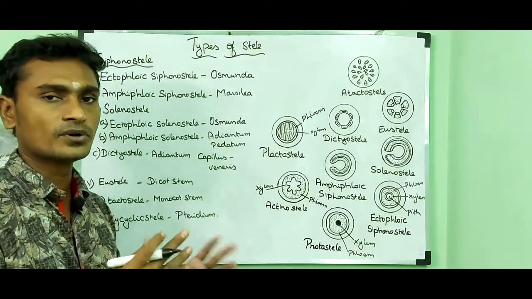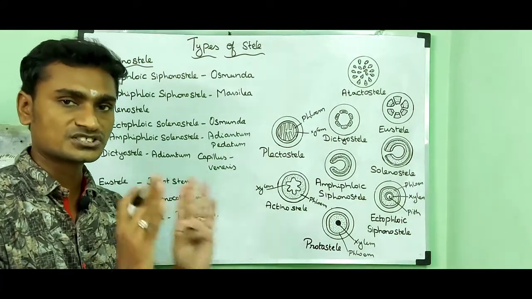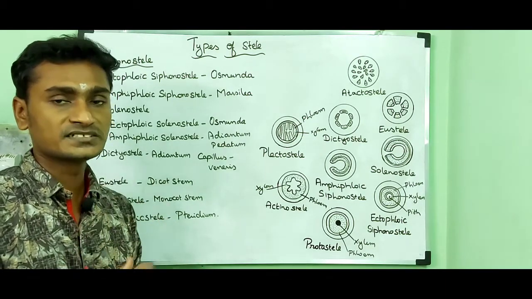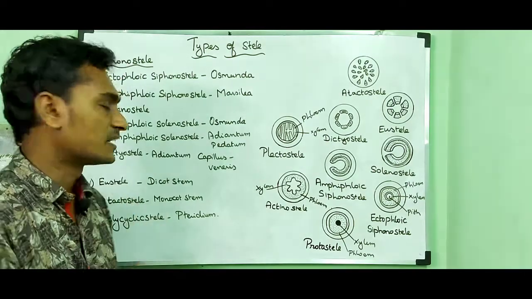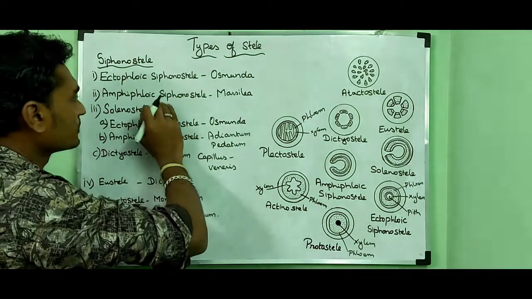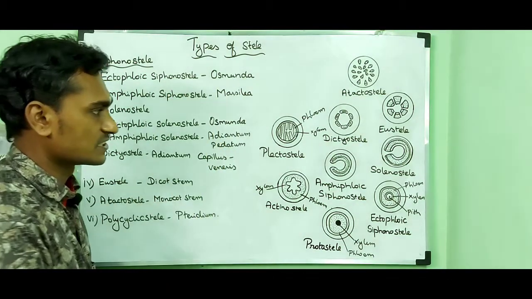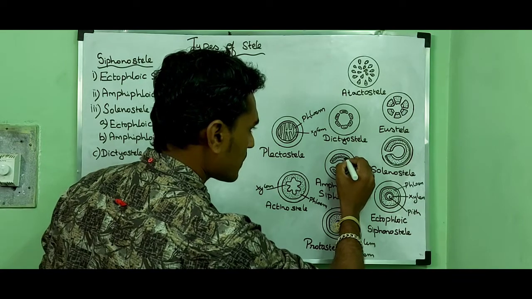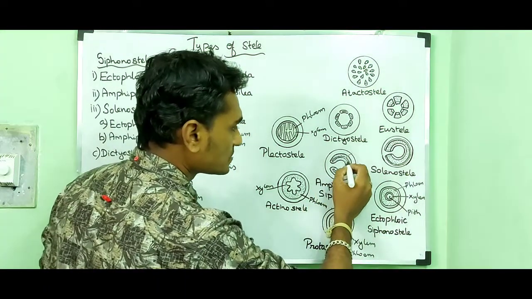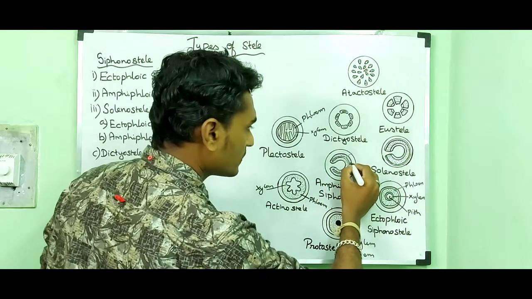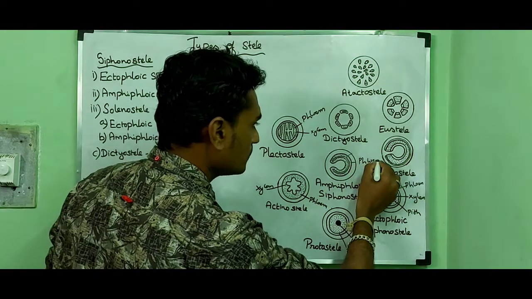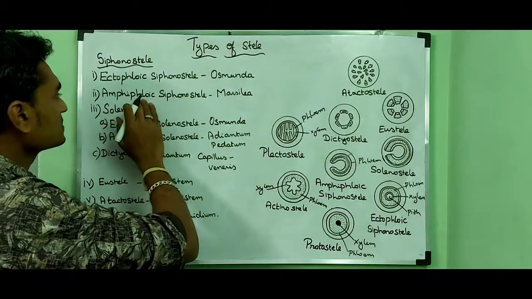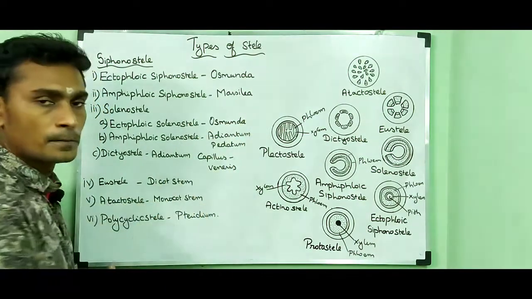Then the second type, amphifolic Ssiphonosteel. Amphi means the phloem surrounds the xylem on both sides. The phloem surrounds the xylem on both sides with pith at the center, and that type of steel is called amphifolic Ssiphonosteel. Example Marsilea. So here this structure is called xylem. Xylem is surrounded by phloem on both sides and pith at the center, and that type of steel is called amphifolic Ssiphonosteel. Example Marsilea.